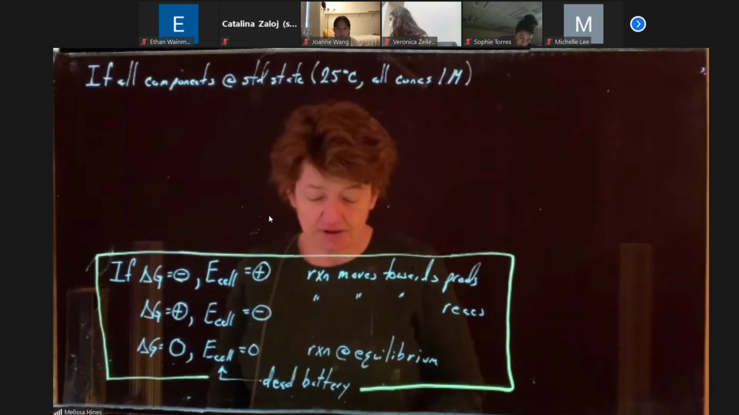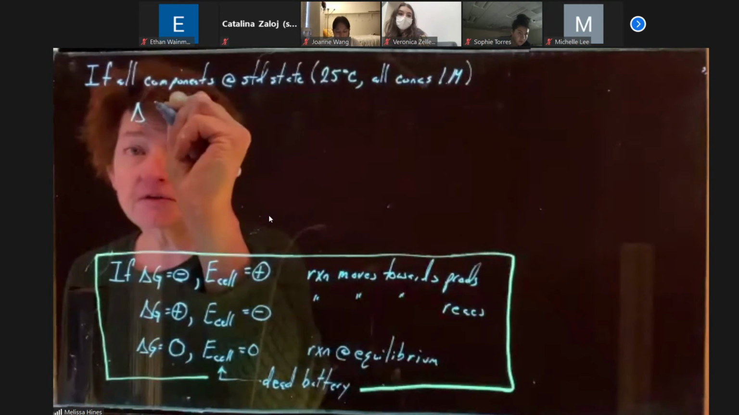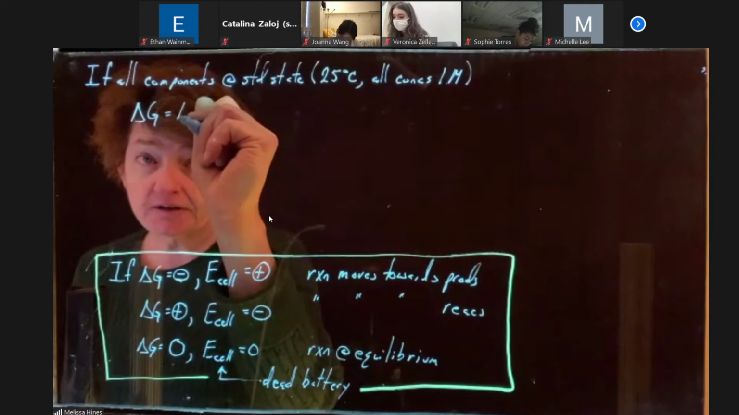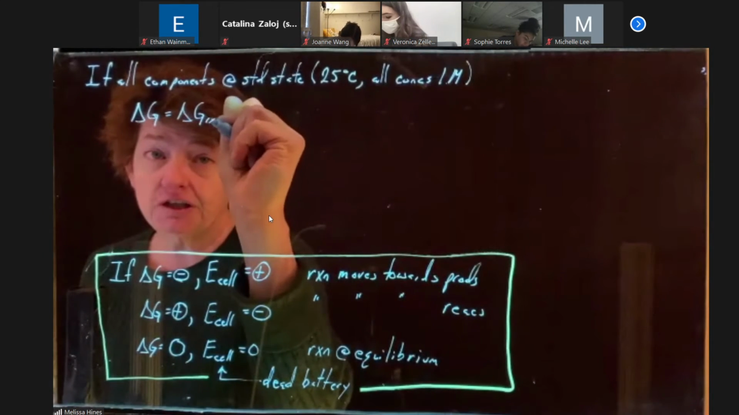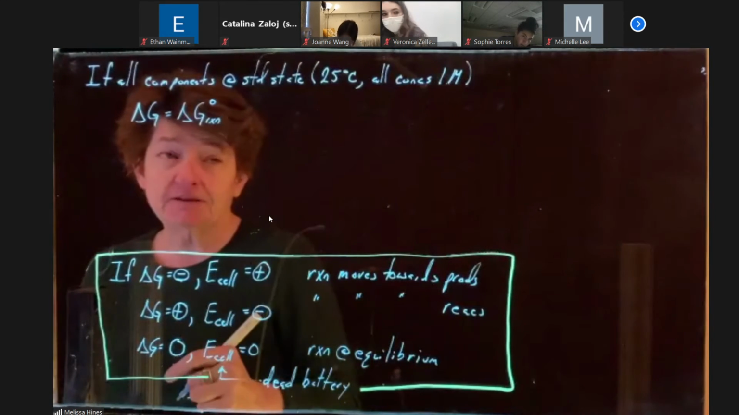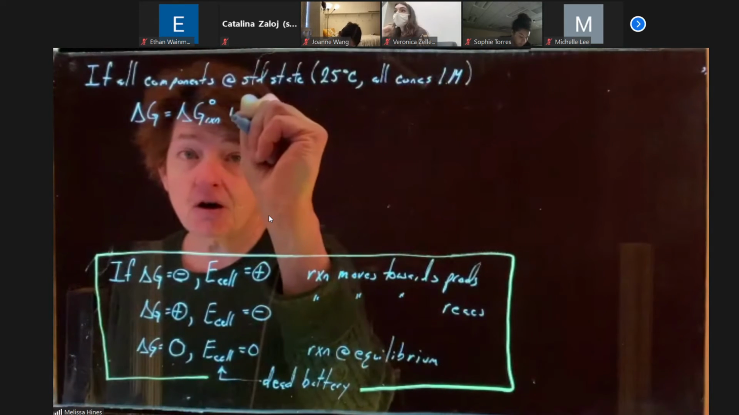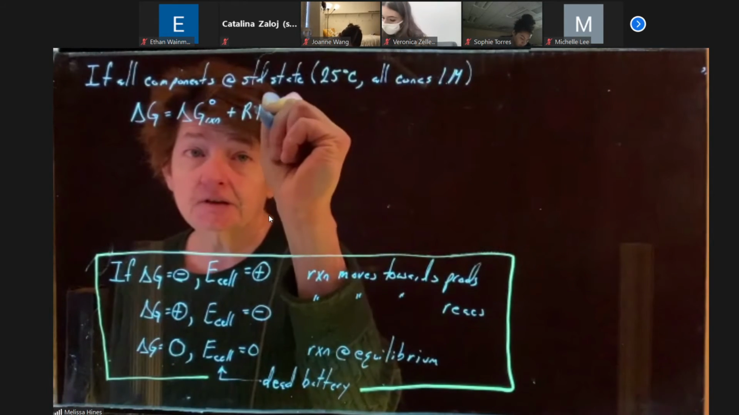Well, if that's true, then we are going to take our old friend, delta G, which is equal to delta G of reaction naught. That's appropriate if we're at 25 degrees C. And that is plus RT ln Q.